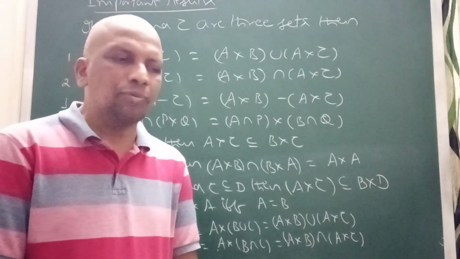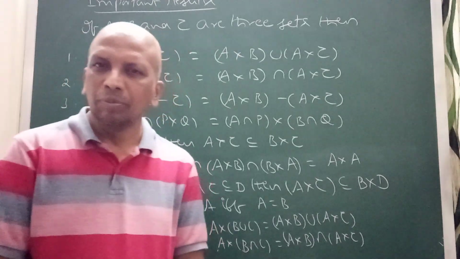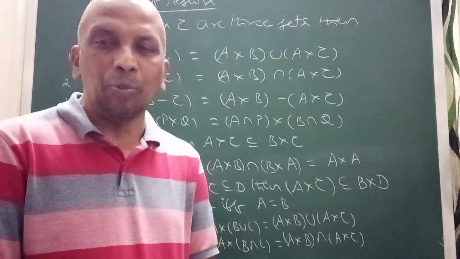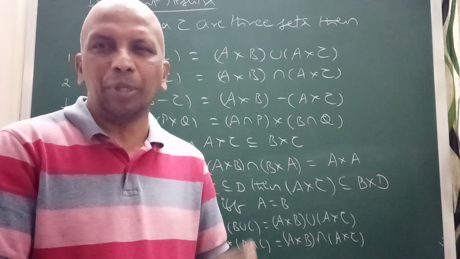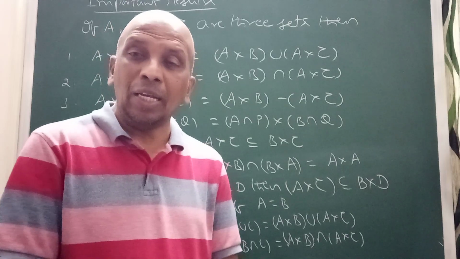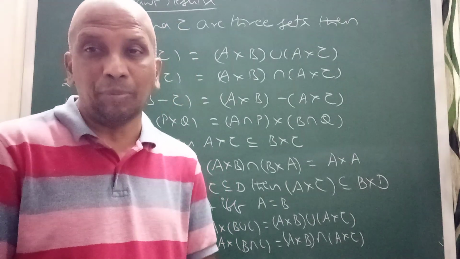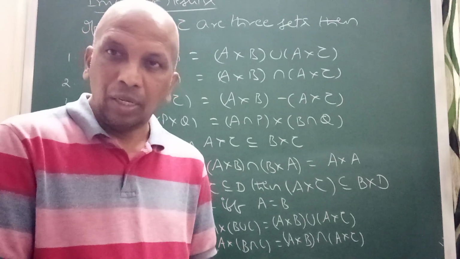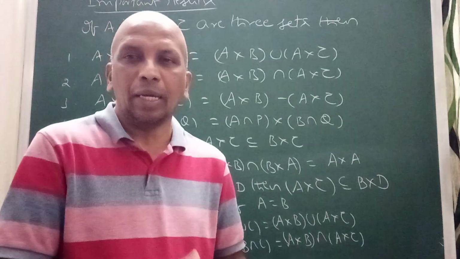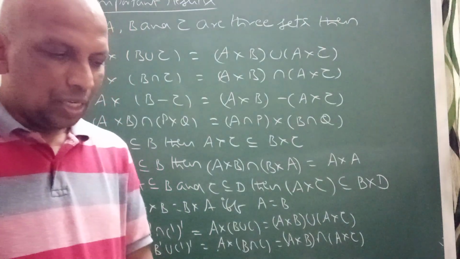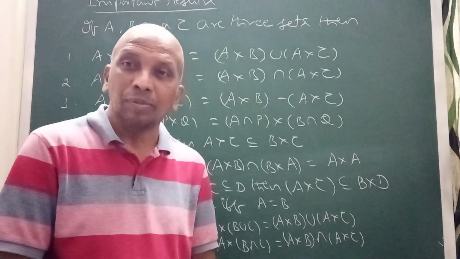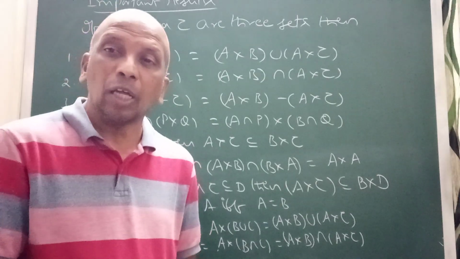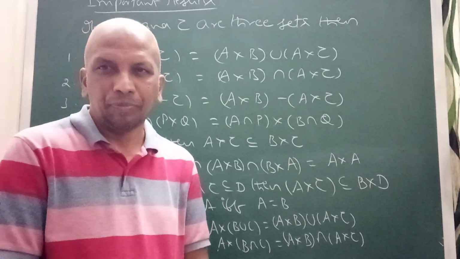After that we have B cross A also. Generally A cross B is not equal to B cross A. If A is equal to B, A cross B is equal to B cross A. If either A or B is an empty set, then A cross B is also an empty set. Suppose A and B are two sets and any one of the sets is infinite, then A cross B is also an infinite set.